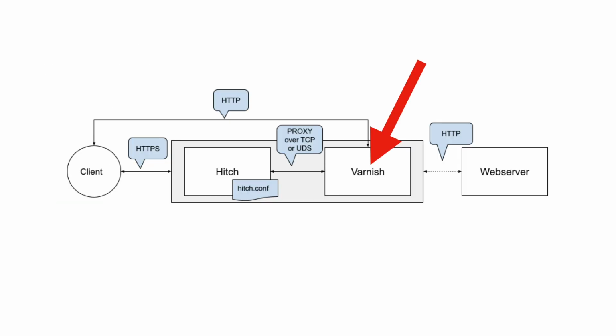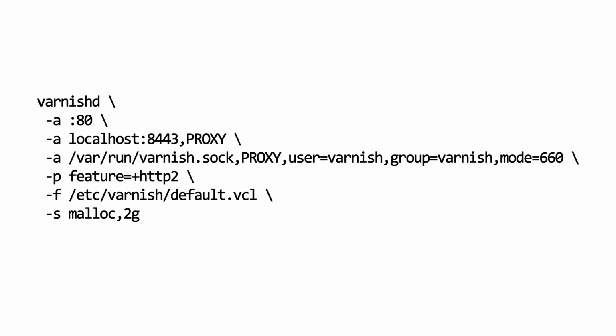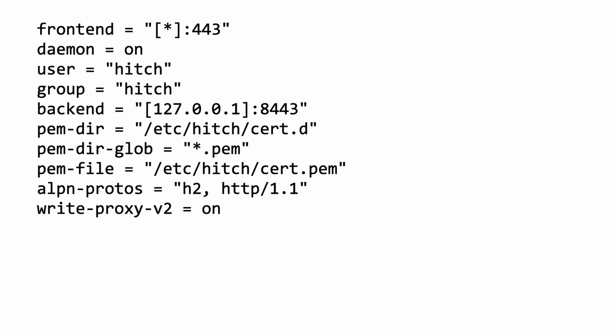And you already know what that will look like from a Varnish perspective. You need to register an additional listening address, preferably on port 8443 to handle that proxy traffic. But it could also be done over Unix domain sockets. And if you're choosing the latter, you need to adjust your Hitch configuration as well.